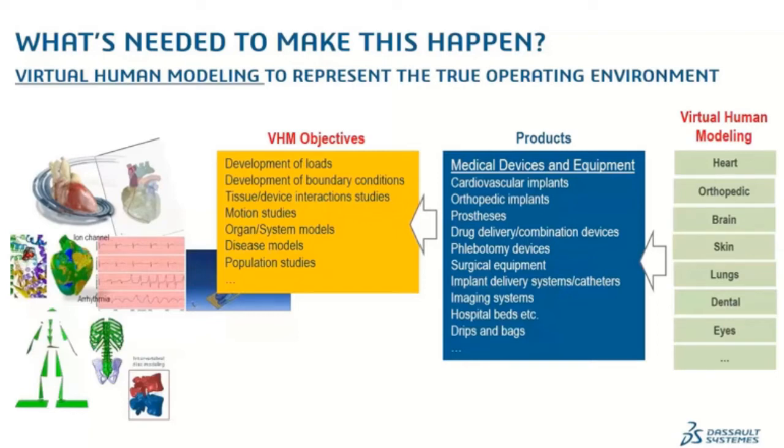We've been improving the accuracy, efficiency, and methodology of modeling human tissues like skin, muscle, and bone, human organs like the heart and the brain, and complex partial or whole body systems such as the knee, the spine, or even the complete musculoskeletal system. We believe that virtual human modeling is a game-changing capability that will empower the development of better, more robust, and more personalized medical devices.